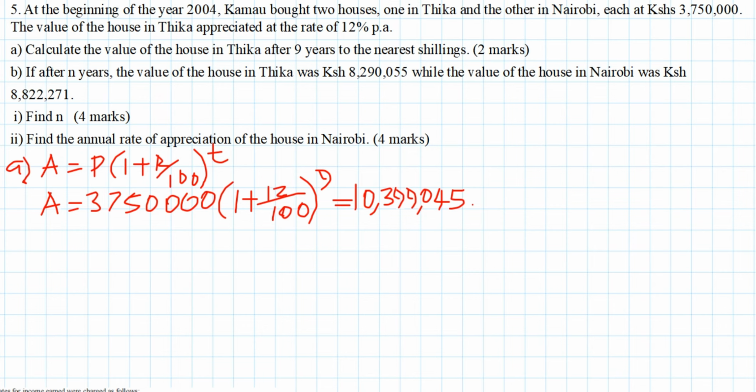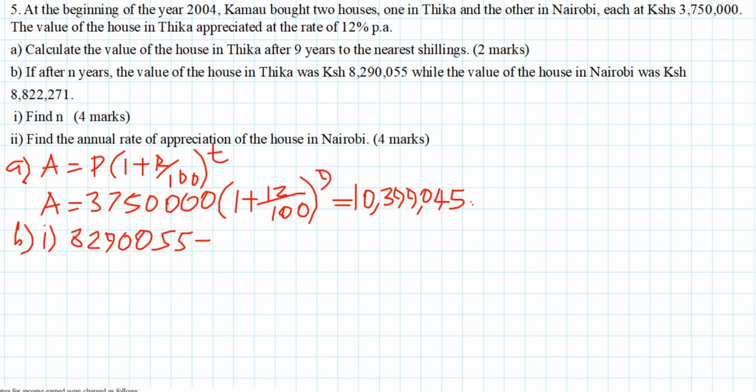So this is the value of the house after it has appreciated at a rate of 12% for 9 years. Then part B, Roman 1, we take the same formula now, and in this part B, we want to find the value of n, whereby n is the time taken for the house to appreciate from the original price to the new price, which we are saying is 8,290,055. So this is our amount.